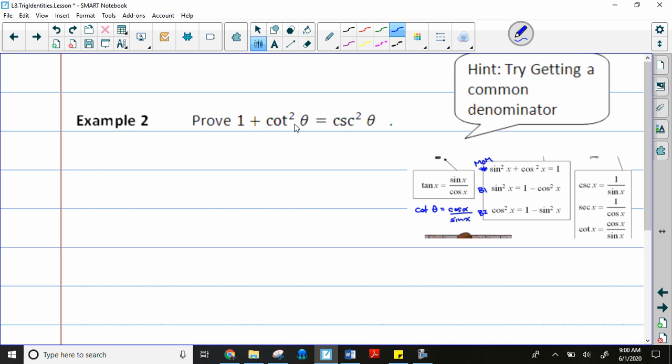Cotangent can be converted into a fraction. Now this squared, I'm just going to show you what that means when we do it. Tan x is sine x over cos x. If this was tan squared x, it would be sine squared over cos squared. If this was tan cubed, it would be sine cubed over cos cubed.